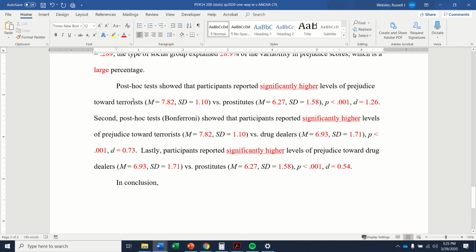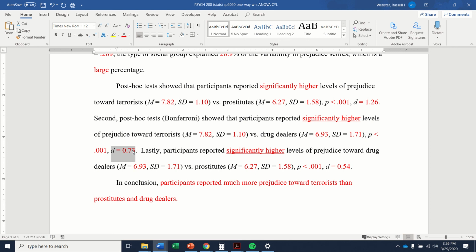So, if we said something like, participants reported much more prejudice towards terrorists than prostitutes and drug dealers, I probably wouldn't quibble with you all that much, given that the d value here between terrorists and drug dealers is medium largish, right? So you could say something like that.